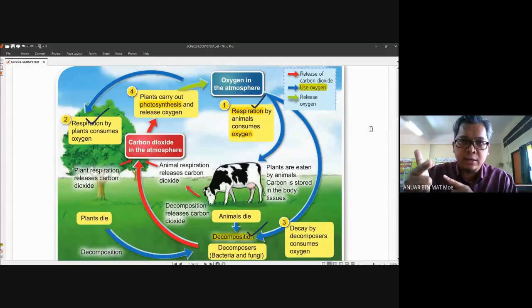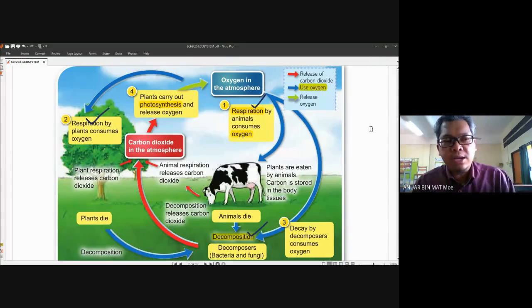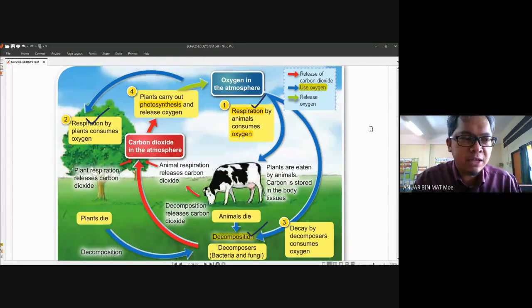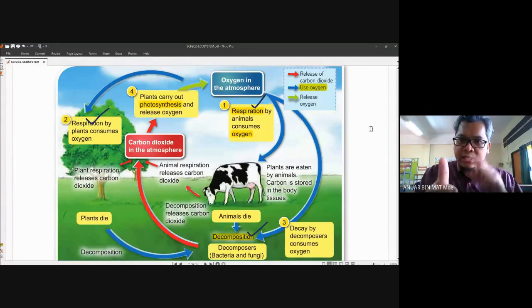Respiration uses oxygen. Decomposition also uses oxygen. There is only one process that uses carbon dioxide. Only one process uses carbon dioxide, and releases the oxygen. Yes, photosynthesis. One process that releases oxygen, we call it photosynthesis.